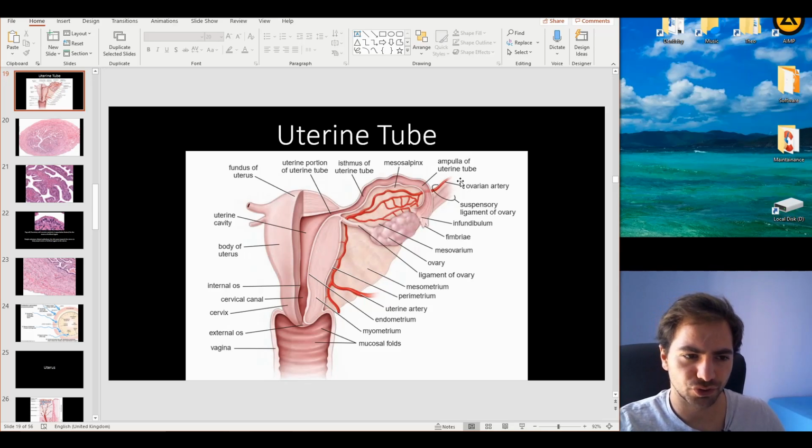So let's talk about the uterine tube. Now the uterine tube is composed of the infundibulum, which of course bears the fimbriae, these finger-like projections over the ovary. Exactly. Next we're going to find the ampulla of the uterine tube, next the isthmus, and lastly the uterine portion of the uterine tube.